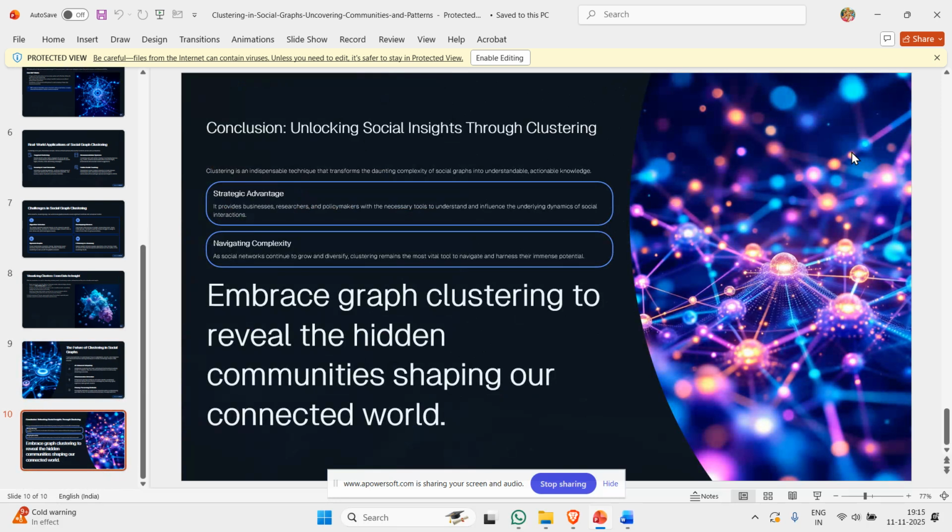Navigating complexity. As social networks continue to grow in diversity, clustering remains the most vital tool to navigate and harness their immense potential. Embrace graph clustering to reveal the hidden communities shaping our connected world.